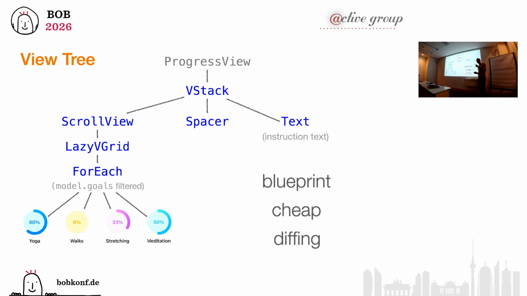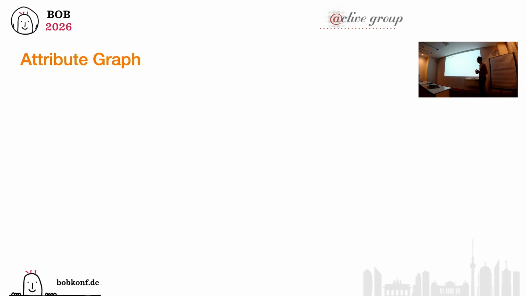All right, so that's the blueprint for the interface objects. So where is the actual user interface? Well, that is called the attribute graph. And that consists of a few things. And this is all hidden. So the developer using SwiftUI can't even touch that. That's internal to the framework.